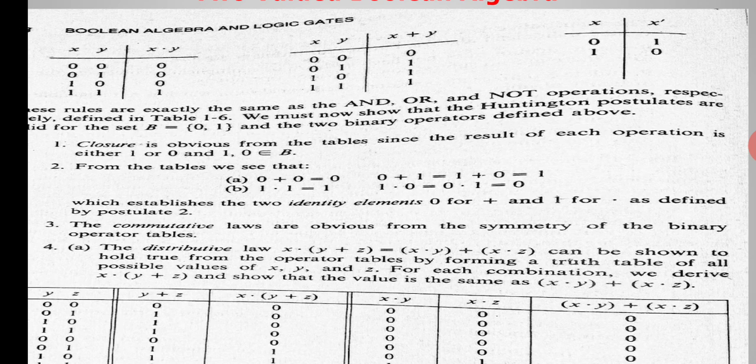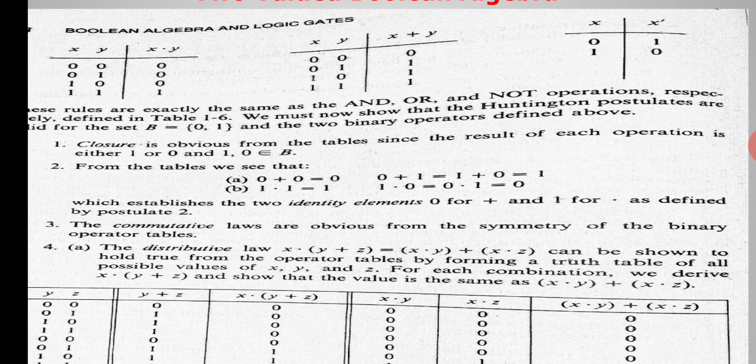Because when you are going to deal with binary concepts, ultimately you are going to get the value as 0 or 1. The second point is, from the table you can see 0 plus 0 equal to 0, 0 plus 1 equal to 1, 1 plus 0 equal to 1. Ultimately they are trying to prove how exactly the positive symbol and the dot operator work.